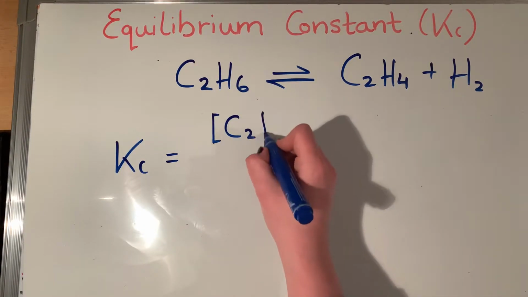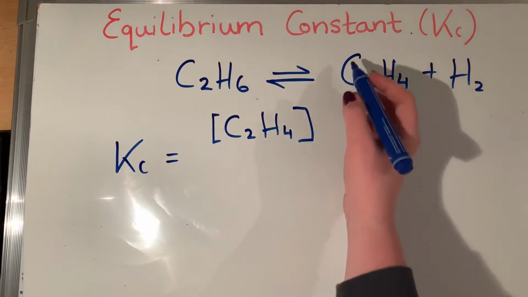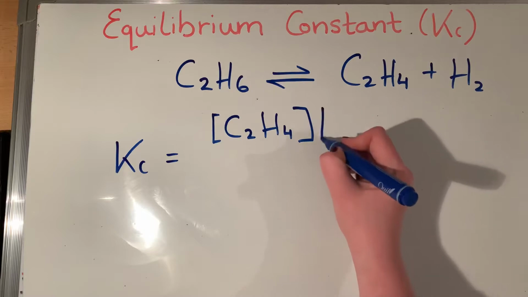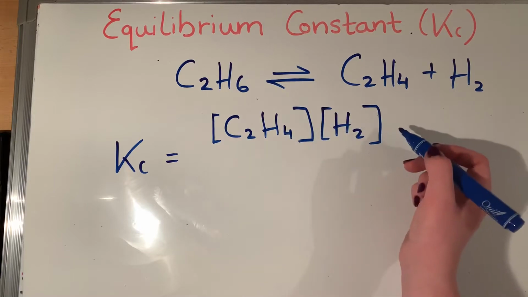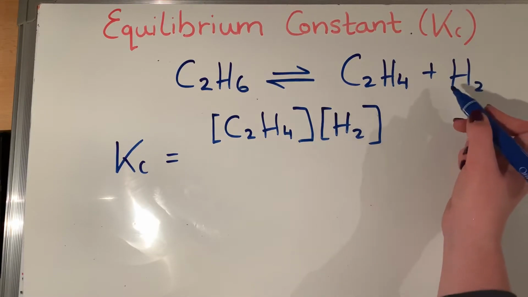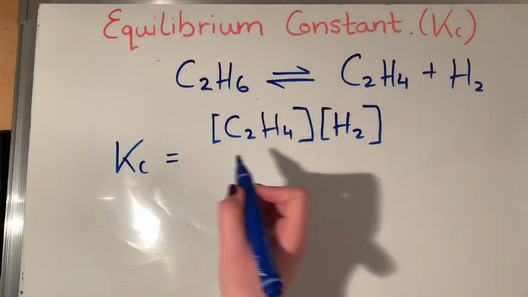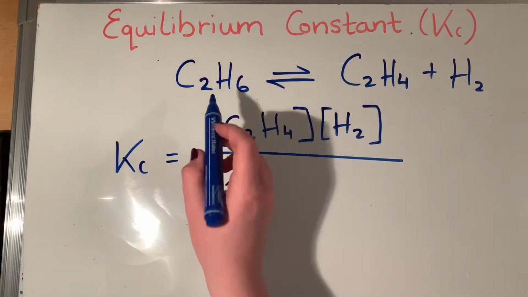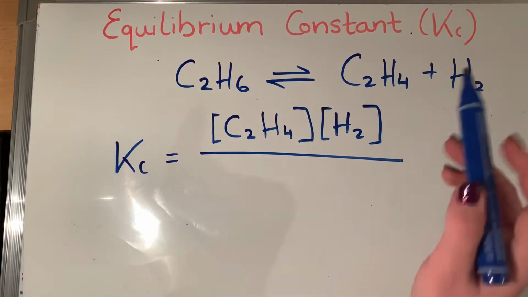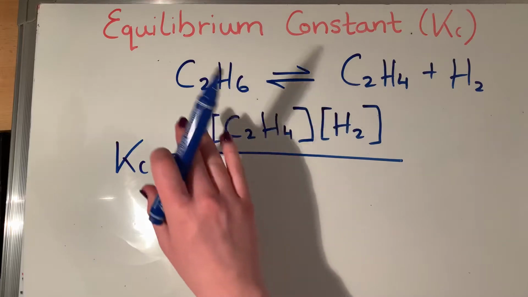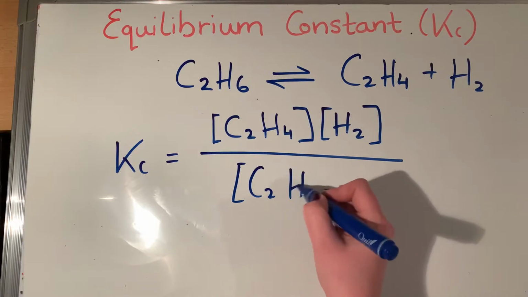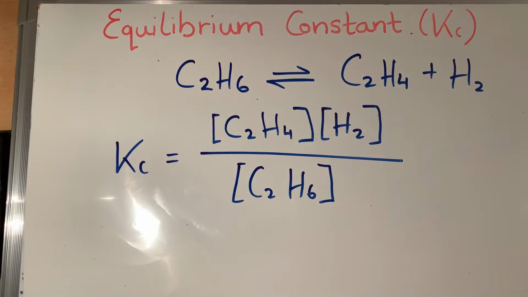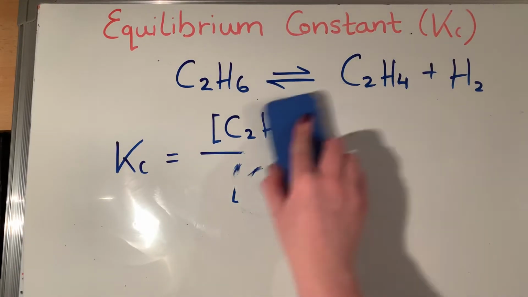So that's [C2H4], and it's not to the power of anything because there's no big number in front of it, times [H2]. Again, that plus becomes a multiply, and it's not to the power of anything because there's no big number in front of the H2. And then beneath the line we have our reactants. Our products are always on the right-hand side of the equation and our reactants are always on the left-hand side. So this simply becomes [C2H6], again not to the power of anything because there's nothing in front of it. So that one was an easy one. And don't forget your square brackets.